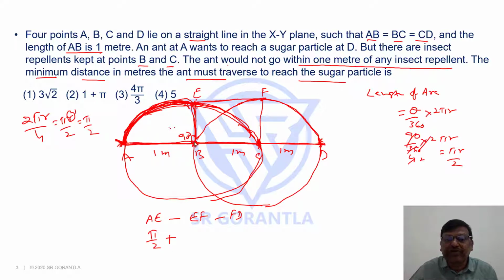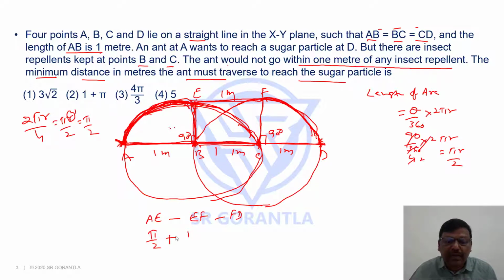Plus what is EF? You know AB equals BC equals CD, and AB is 1 meter, which means BC is 1 meter. You have drawn a perpendicular, so obviously this also will be 1 meter. Next, what is FD? Again, like this AE, this FD also will be 1/4 of a circle's perimeter because the angle is 90 degrees. So again it will be pi by 2.